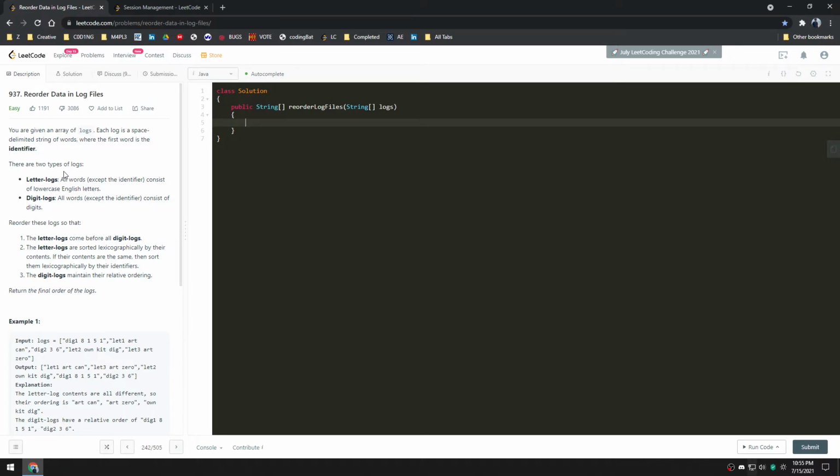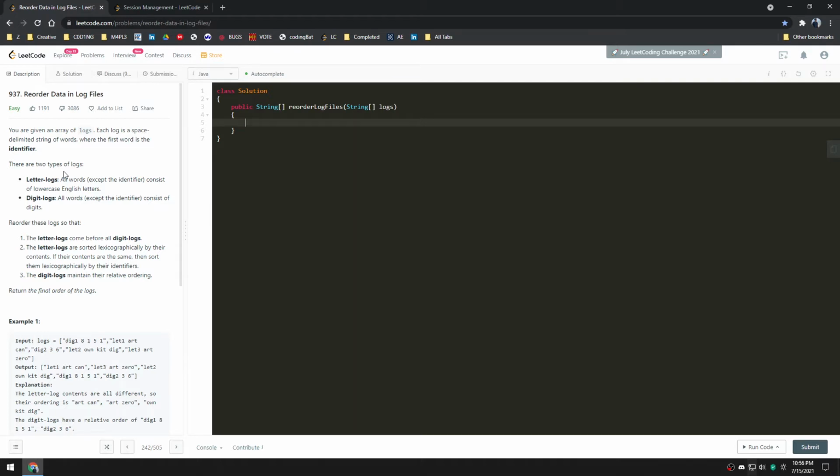The second is that the letter logs are sorted lexicographically. And what that means is if we were to assign them some sort of numerical value, let's say A was 0 and B is 1, then A would be first lexicographically. I botched that explanation, but anyway, they're supposed to be sorted lexicographically for letter logs.